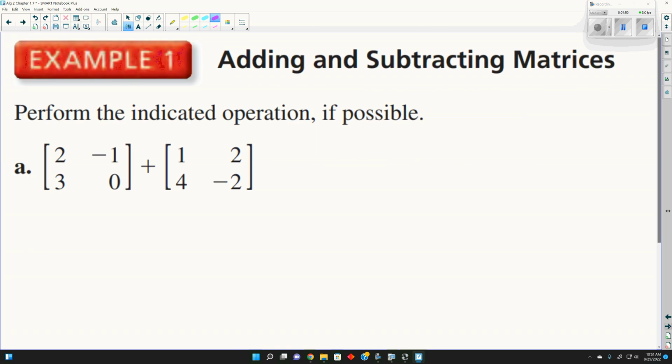So let's look at the first problem here. When we look at both of these, the first matrix is a 2 by 2, and we're adding to it a 2 by 2. Since the dimensions are the exact same, we can add.